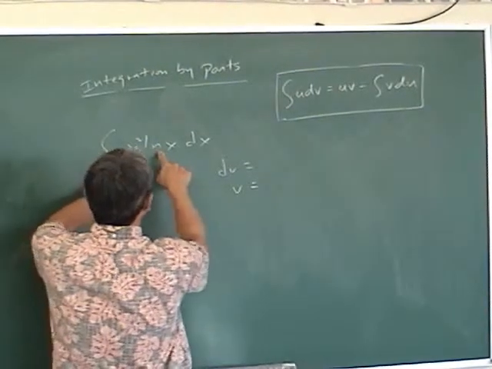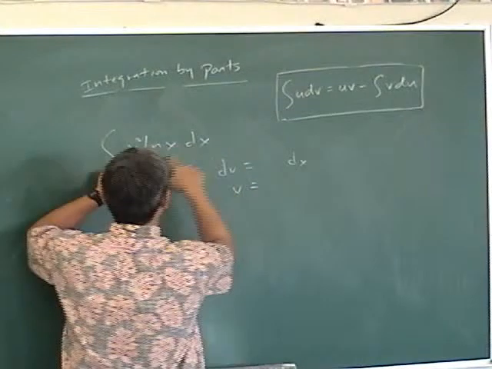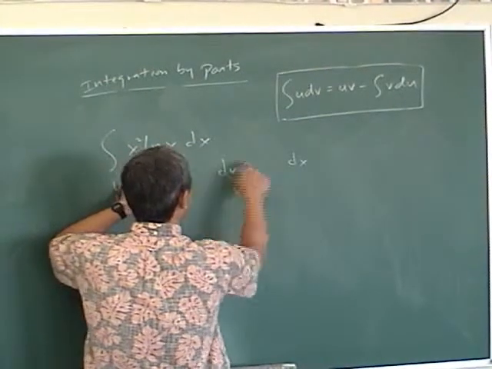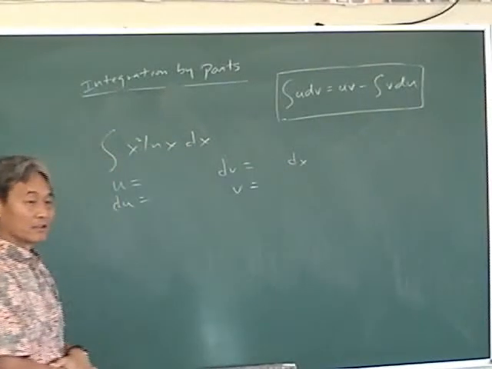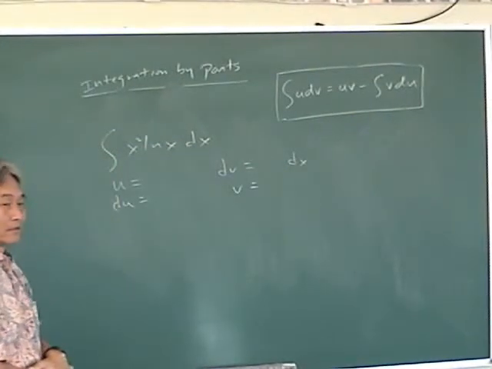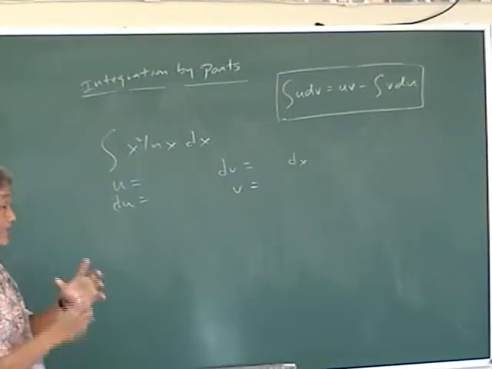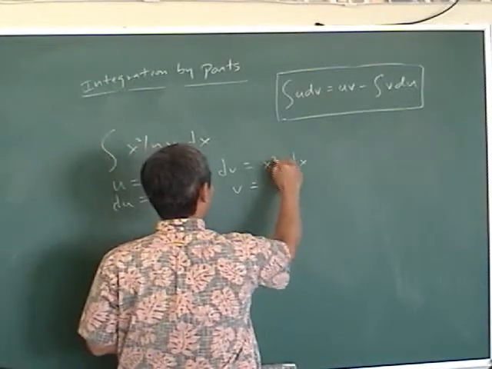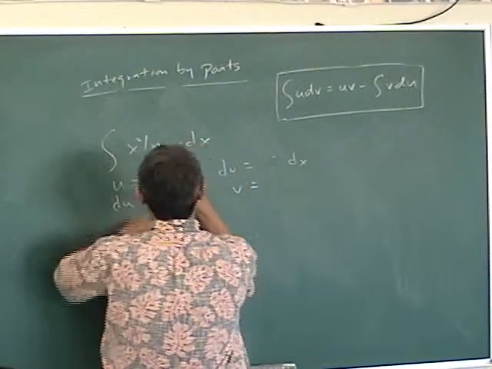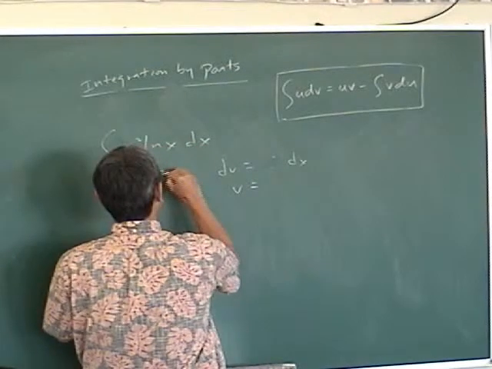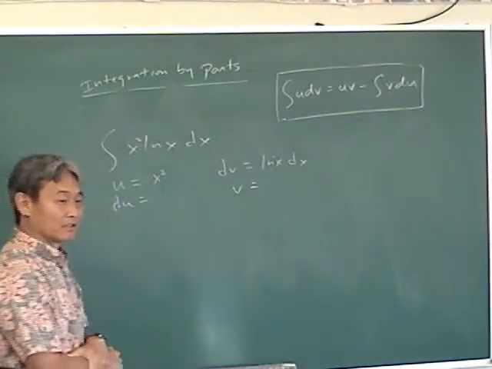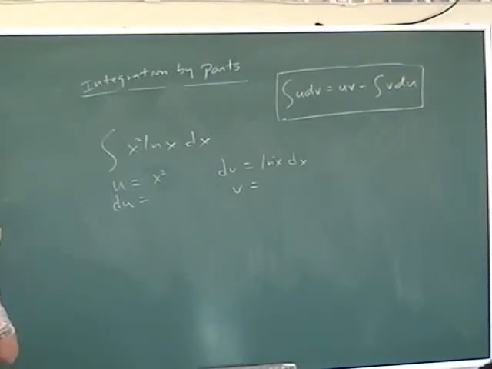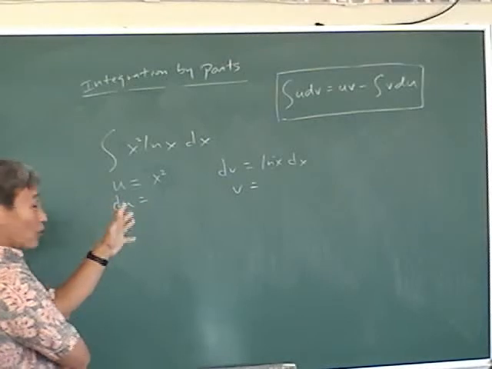Okay, now this one got 2 things. The dx always is going to go here. So do I put the x squared here and the ln x there? Or do I put the ln x here and the x squared there? What do you think? Let's see if we can get it right on the first one. What do you think?